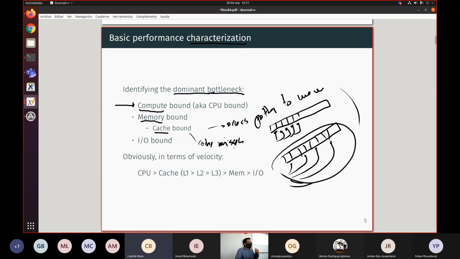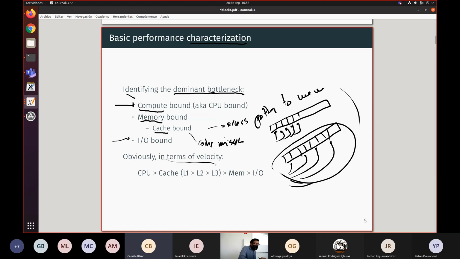So the bottleneck of our code can be in the CPU. So we talk about a compute bound program or code. It can be the memory, a memory bound or a cache bound code, or of course, if we need to work a lot with data that is in a disk, not in memory, because imagine we are processing a lot of information that we cannot have in our memory. So we are accessing the disk, which is really slow. So in this scenario we can have an input-output bound code. This is not so frequent in HPC.